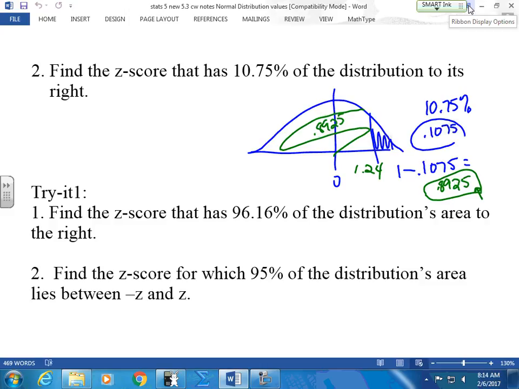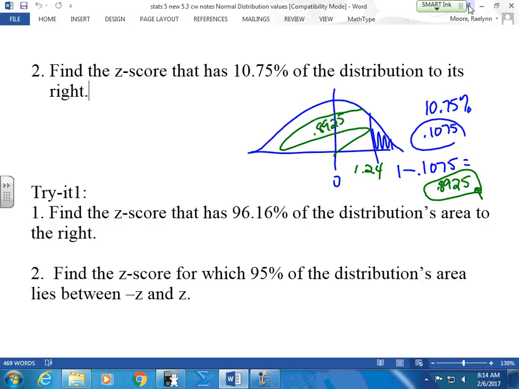We're doing just the opposite. Normally I give you a z-score. I say find me the area to the right or to the left. You give me an area. This time I'm giving you an area, and I'm telling you, is it to the right or to the left? And you need to find a z-score. We always look up z-score from the left. That's a cumulative area from the left.